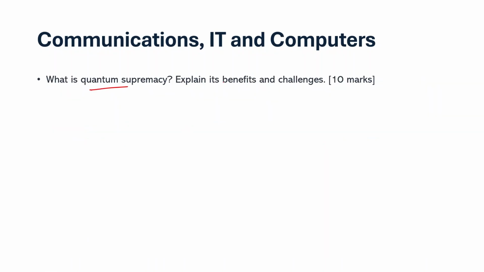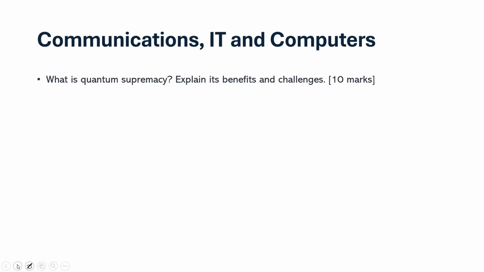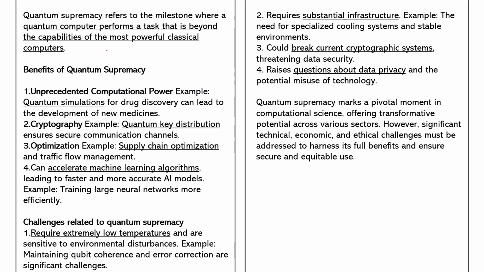What is quantum supremacy? Explain its benefits and challenges. Again, I know most of you would be clear with the structure by now. First you will define what is quantum supremacy. It is the point where quantum computers will be performing a task that is beyond the capabilities of the most powerful classical computers, right? So then they have asked about benefits and challenges. So you have one heading for benefits, another for challenges, right?